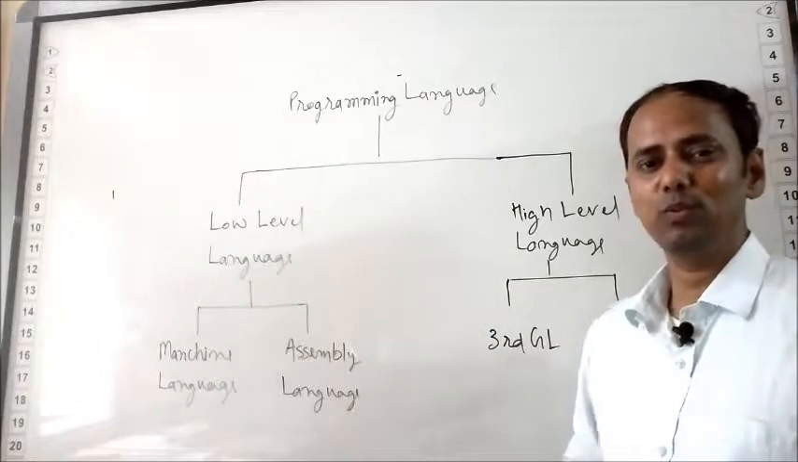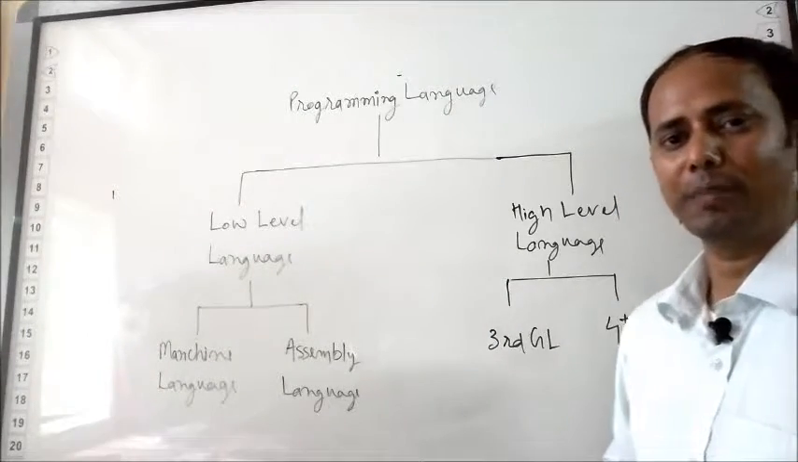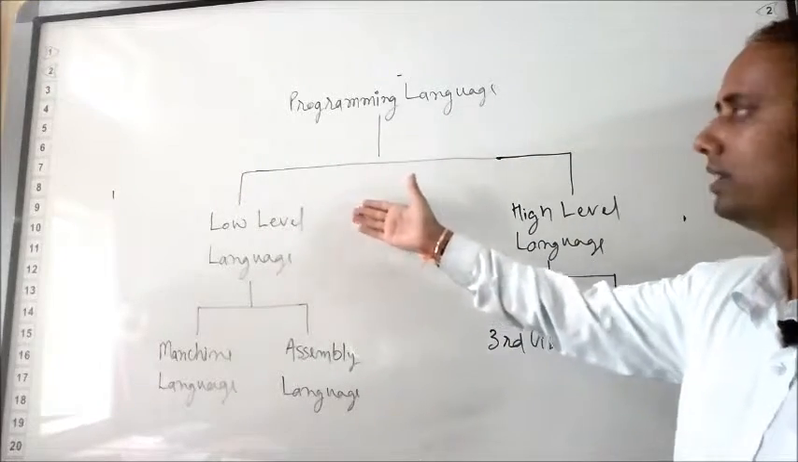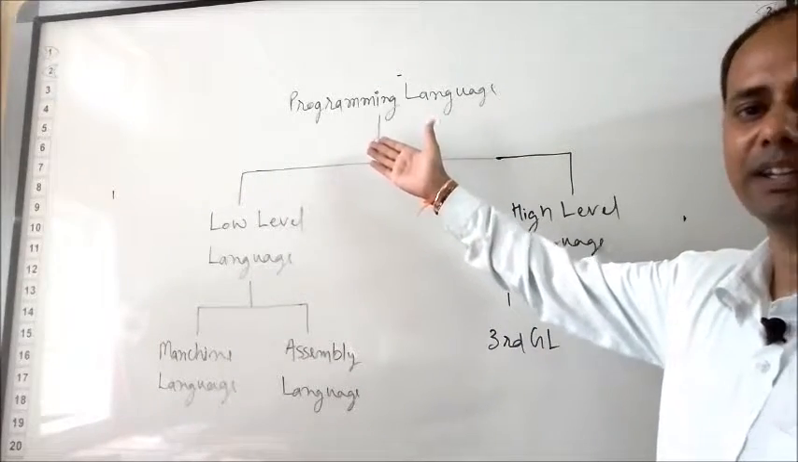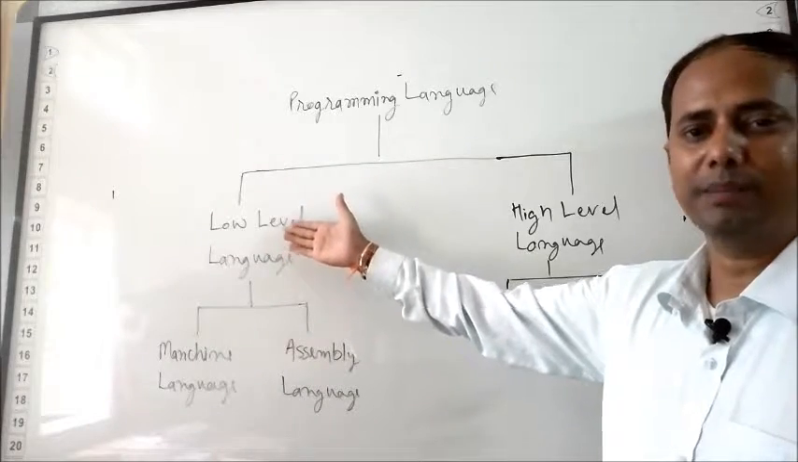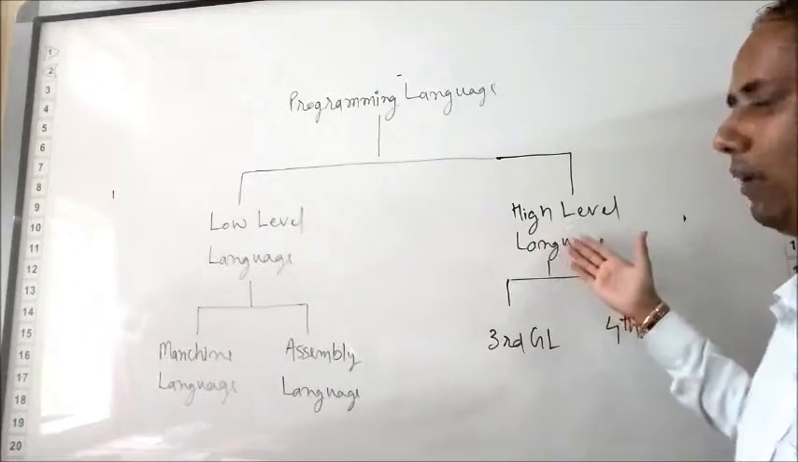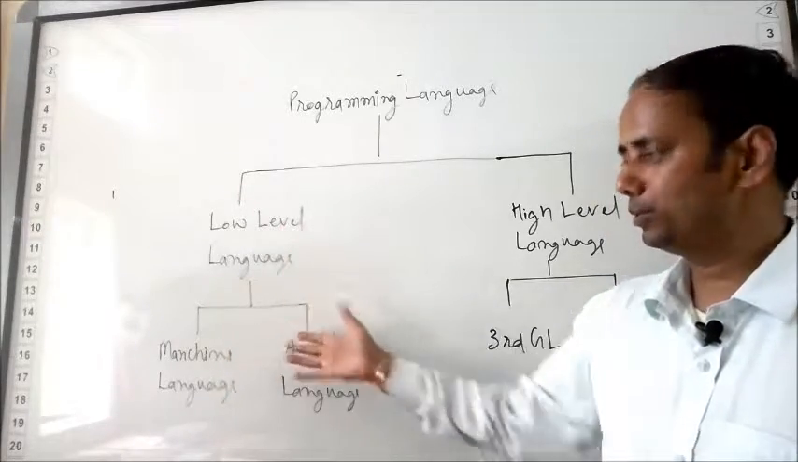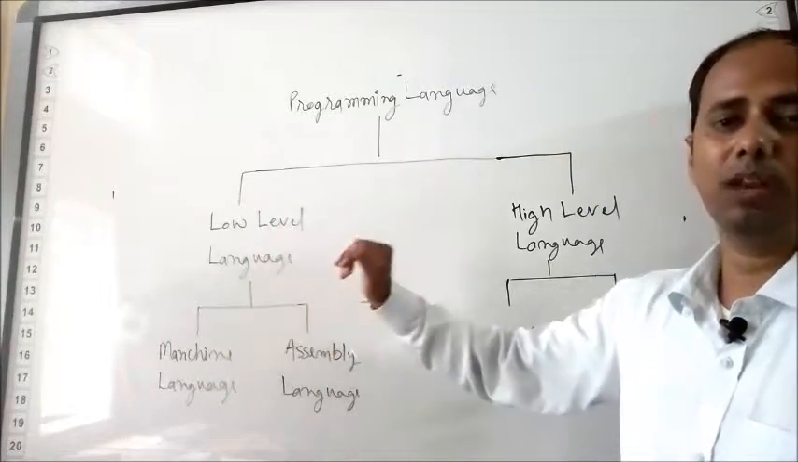So in this lecture we will discuss what is programming language. So just let us go through this chart. Programming language is divided into two types, low level language and high level language. And low level language is further subdivided into two categories. So let us come to low level language.